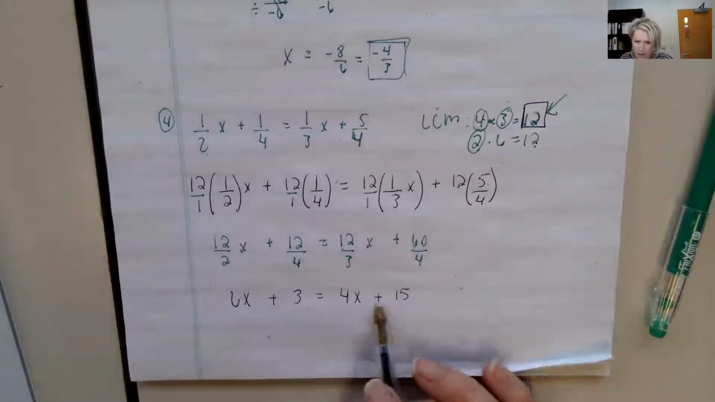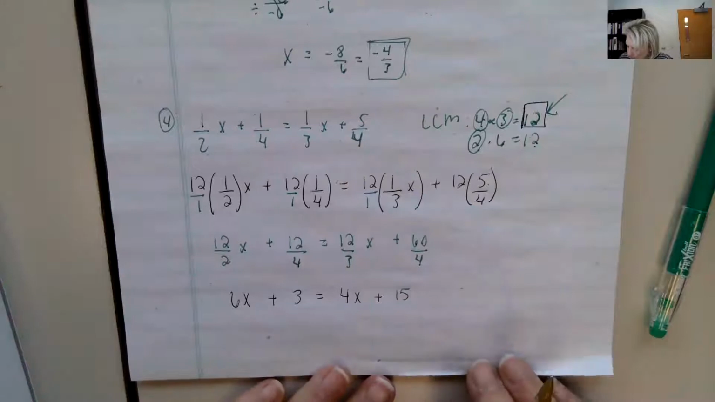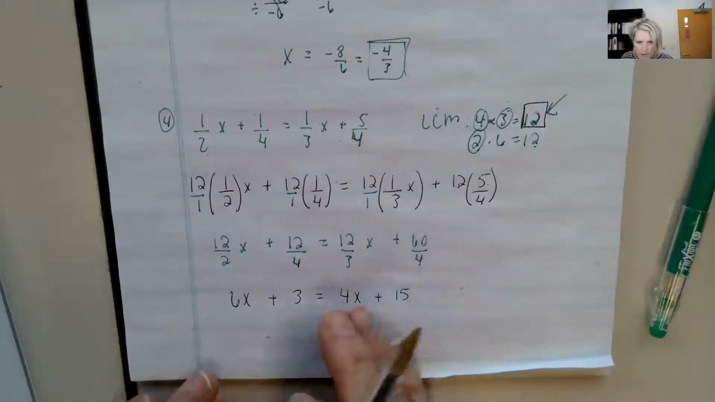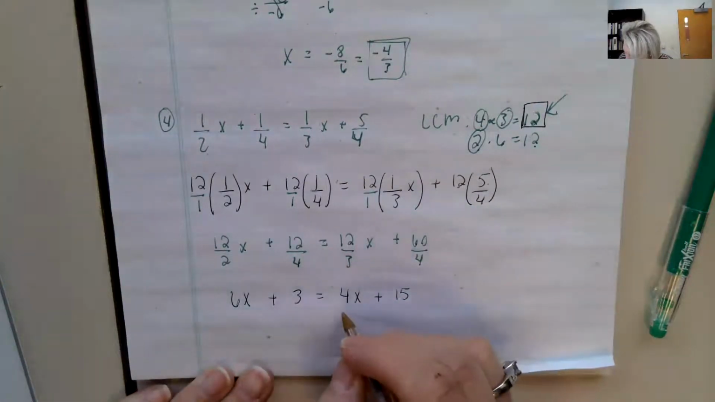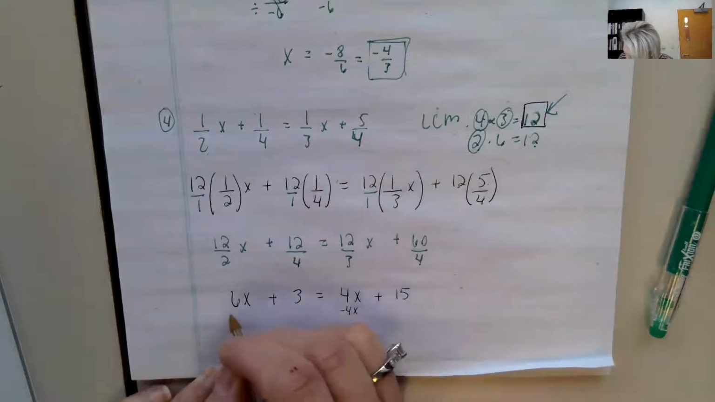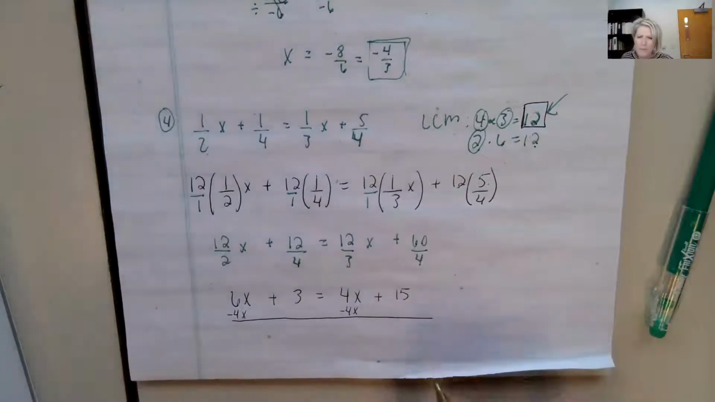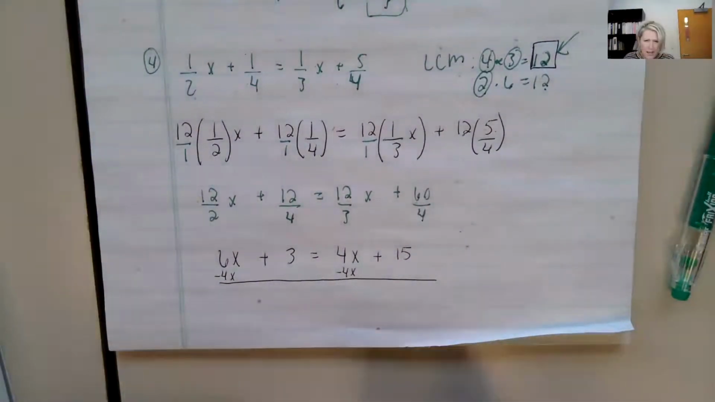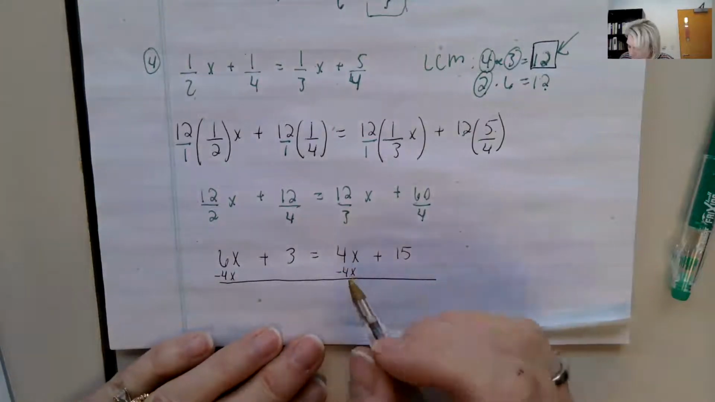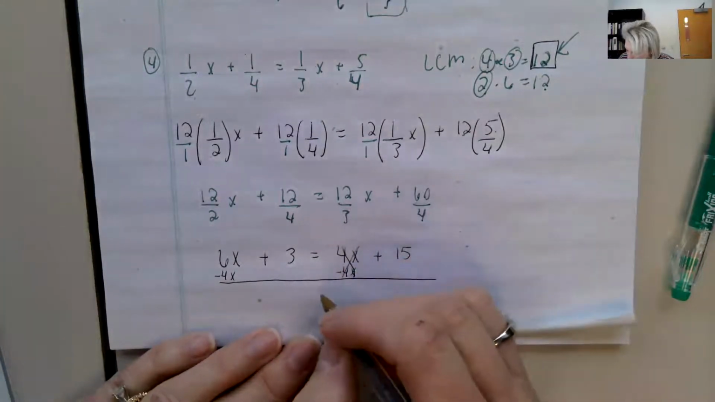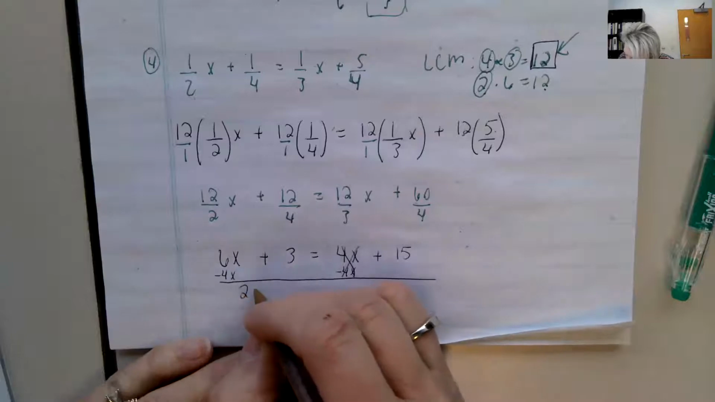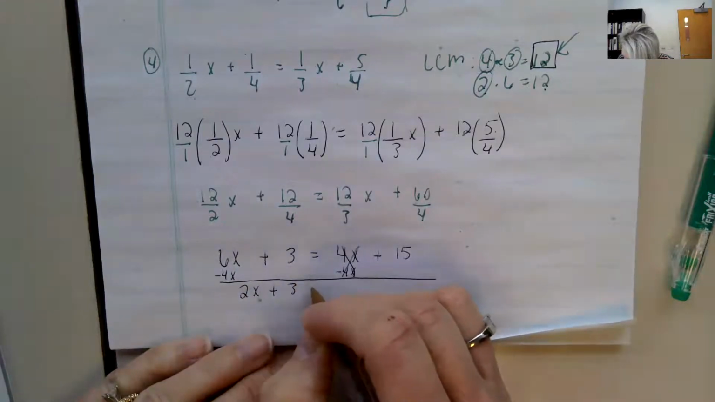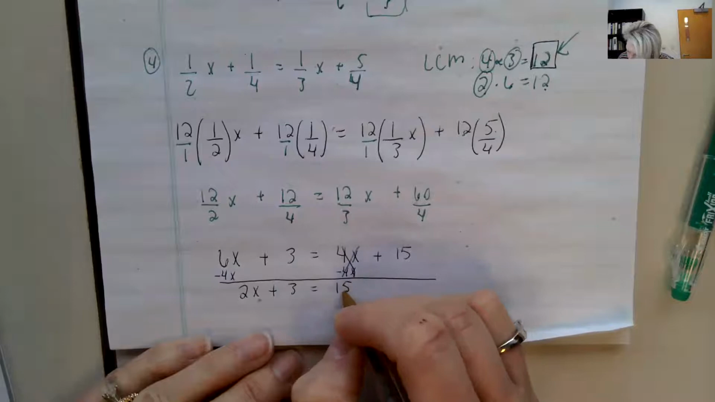Now we've eliminated all of our fractions, and now we're at the step of getting all of our x's to one side. So I'm going to subtract 4x to move my x's to the left. And remember, I have to subtract because it's positive here. So a positive and a negative add to 0. That's what I want. So I have 2x plus 3 on the left equals 15.